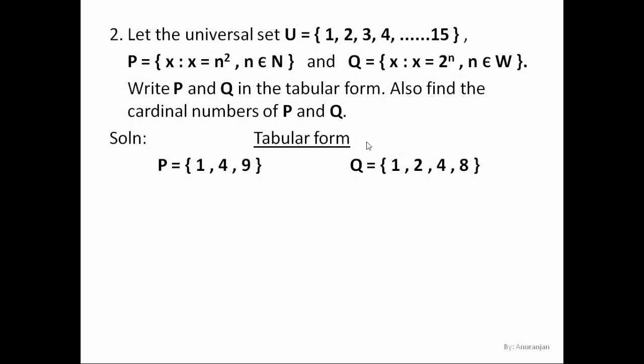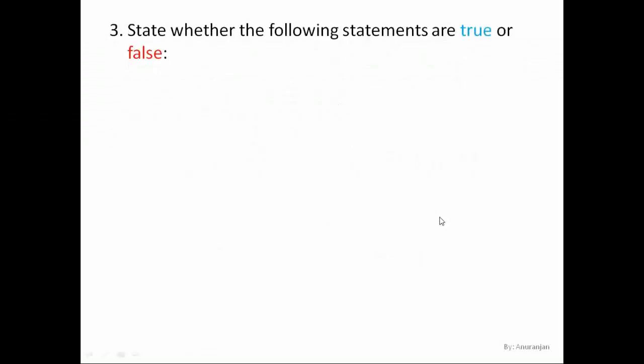Now this is very easy. Cardinal number means what? The number of elements. So here we can clearly see the number of elements of set P are 1, 2 and 3. So we can say n(P), the cardinal number of P, will be 3 and the cardinal number of Q is 1, 2, 3 and 4. So we can say n(Q) is equal to 4. Is that clear? Next, state whether the following statements are true or false.